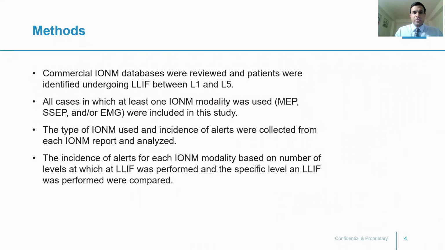For the methods, we used 2 commercially available intraoperative neuromonitoring databases to identify patients undergoing LLIF between L1 to L5. All patients had at least one intraoperative neuromonitoring modality used. The type of intraoperative neuromonitoring modality used and the incidence of alerts were collected from each neuromonitoring report. And the incidence of alerts based on the type of neuromonitoring used, whether that was SSEPs, MEPs, or EMGs, was analyzed based on how many levels were accessed and at each particular level accessed during LLIF.